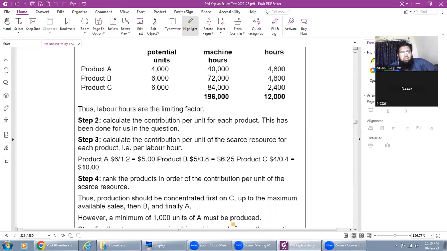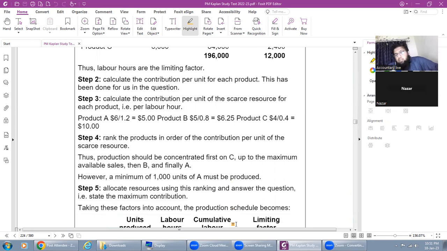Now rank the products in order of the contribution per unit of the scarce resource. The highest contribution we are earning is from product C. First, we'll produce product C up to the maximum available sales, then B, and then finally A. We'll go like this: C, B, and A. But we have to produce 1,000 units of A minimum, because this is the requirement of the question.